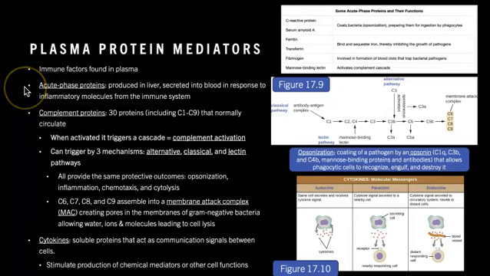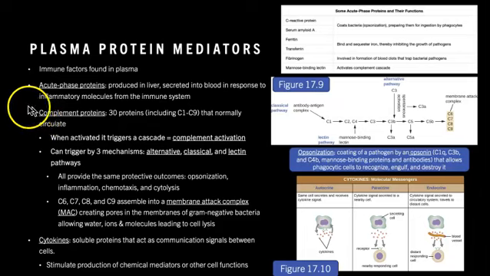First being the acute phase proteins. These are produced by the liver and are secreted straight into our blood when we have inflammatory molecules from our immune system within it. And you can see in this table over here a few of the different types of these proteins and what their functions are.